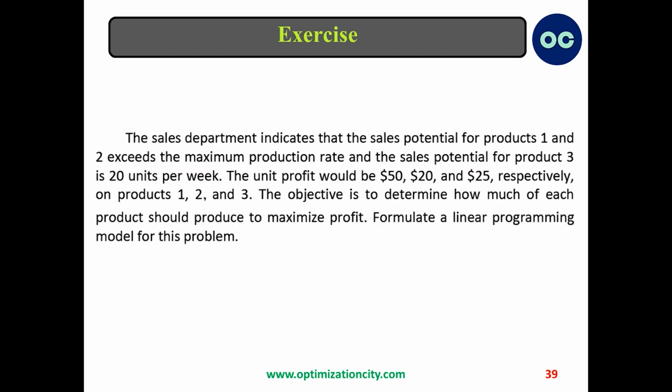And the sales department has provided the following information that is needed for writing the constraints. The sales potential for product 1 and 2 exceeds the maximum production rate. So it means you don't have any limitation for producing product 1 and product 2. The selling department can sell all of them. But the sales potential for product 3 is 20 units per week. The unit profits for product 1, 2, 3 are $50, $20, and $25 respectively. And the goal is to determine how much of each product should be produced to maximize profit of the company.